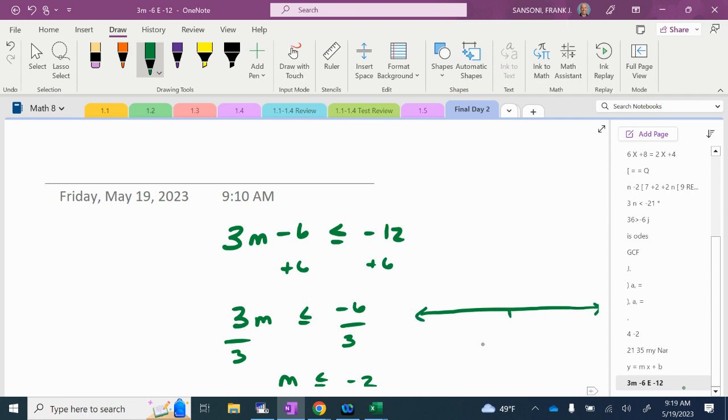What number's going in the middle? Negative 2. What number's going to the right? Negative 1, right? Because negative 1's bigger than negative 2. What's going to the right? 0. Now, Julian, what's going to the left? Negative 3. Thank you. What's going to the left of that? Negative 4. What are we using for our circle? Closed circle, and I'm shading left. Looks like that.